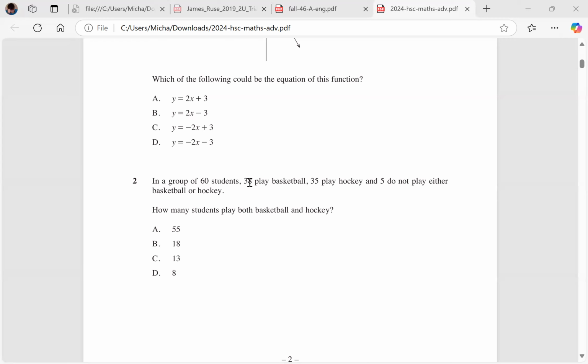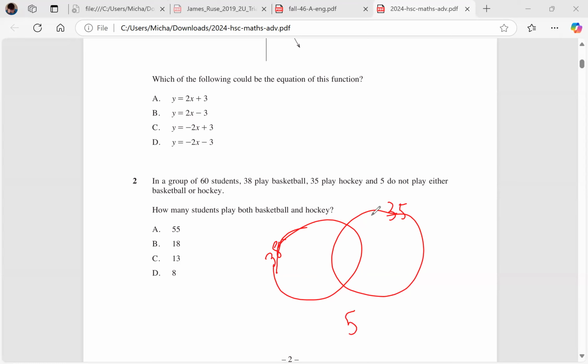But, you know, 5 students do not play either basketball or hockey. So if you have basketball and hockey, you want these people in the overlap. This whole thing here is 38. This whole thing is 35. And you have 5 that don't play either. So then this whole thing here is 55, right? So the whole thing here is 55.